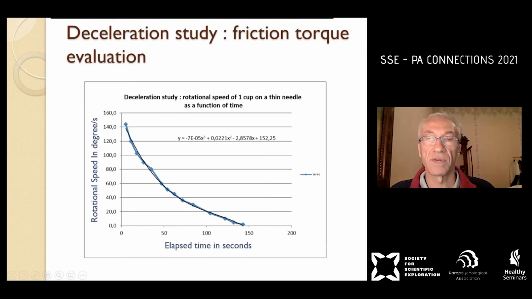And we look at the deceleration study. So we take a plastic cup and we launch it at 140 degrees per second, and we look at how the speed is going when it decelerates. And if we look here, below 25 degrees per second, we are close to a line. So it's a gradient of the solid frictions.